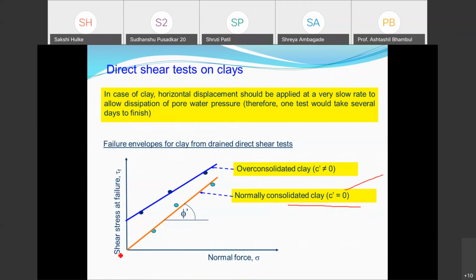For that is cohesion. I said earlier that cohesion is for clay soil, but depending upon what conditions you are subjecting, your C value and phi value will vary. In case of normally consolidated clay, C dash remains 0, and for over consolidated clay, C dash will not be equal to 0. So we will get a certain value of C dash in over consolidated clay, again for the same reason.